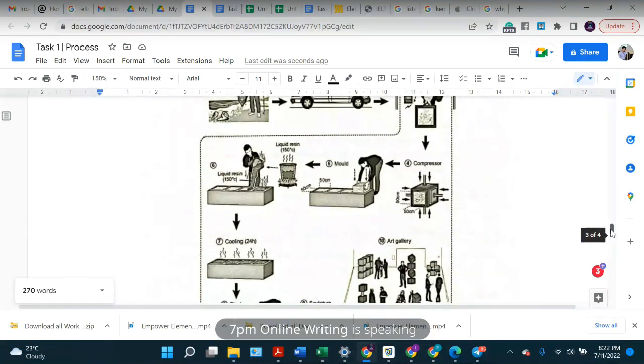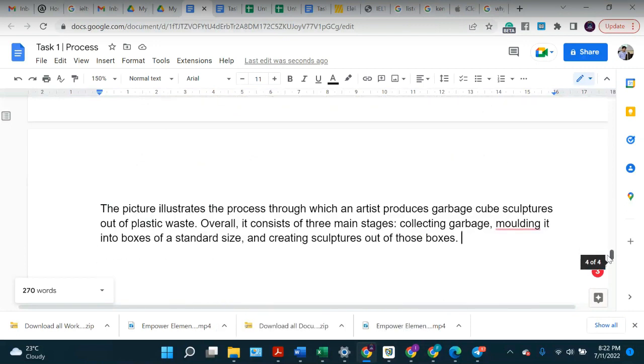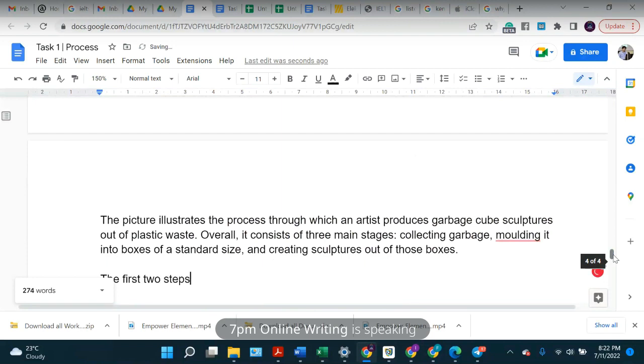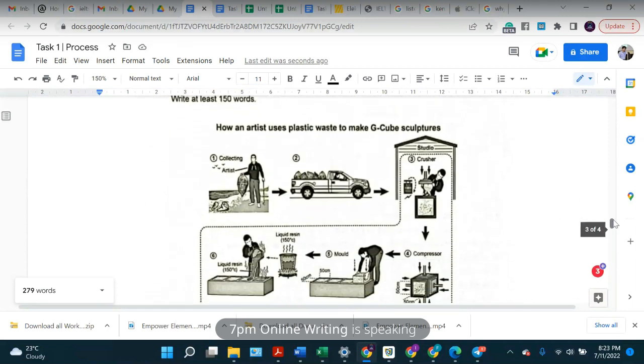So does it mean we're going to have 3 body paragraphs? Maybe you can try that. What do you think? Yeah, we're gonna have 3, and the thing is, we're gonna have to kind of artificially make the first body paragraph longer, just to make it look like, see, it doesn't really matter, but okay, we can try. So maybe we can say the first 2 steps take place outside the studio, right? Something like that, maybe. Because you can clearly see, right? Yeah.